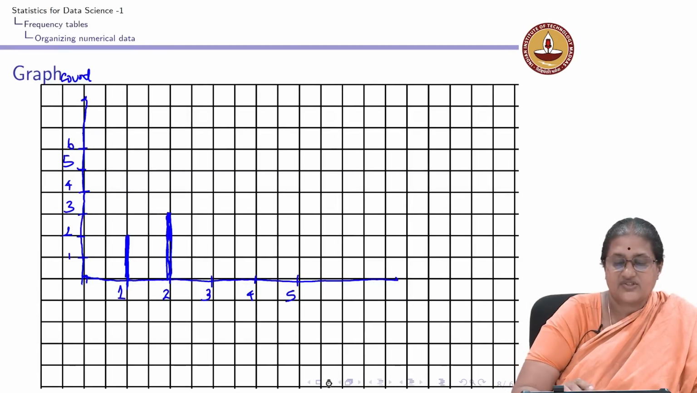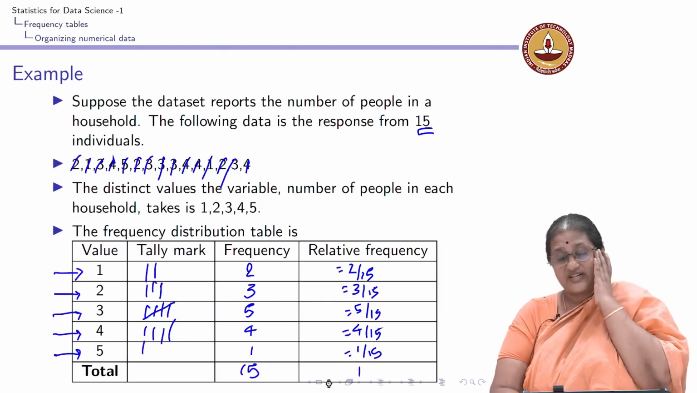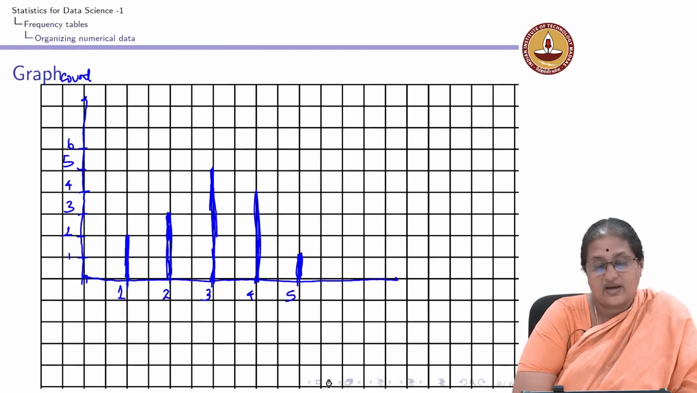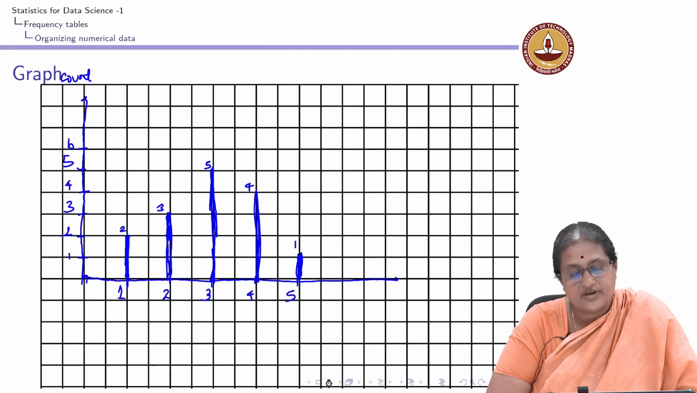Count of 3 is 5. I have a bar of height 5 here. Count of 4 is 4. Count of 5 is 1. So I can annotate these bars 2, 3, 5, 4 and 1. This is how I can graphically describe the data.